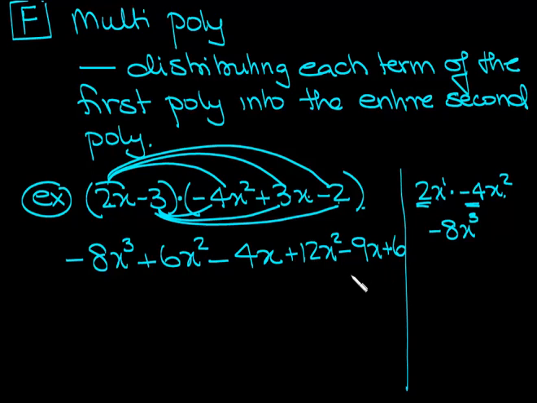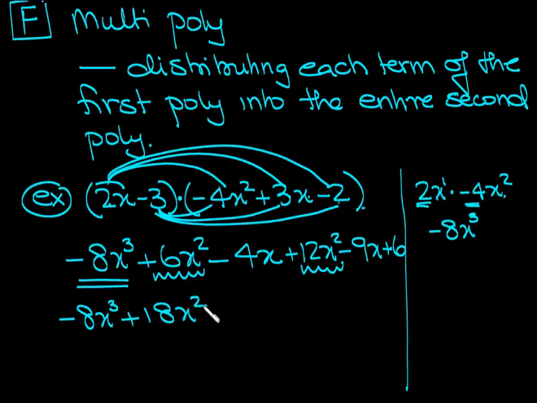Now that we are done distributing and getting rid of our parentheses, we collect the terms like we did before. By that I mean we add the coefficients of the like terms that have the same variable and power. This term is the only one that has a cube in it, so I can't add anything to that. But this one has a square, and this one has a square, so I can add those coefficients in front. So 6 plus 12 is 18x squared.